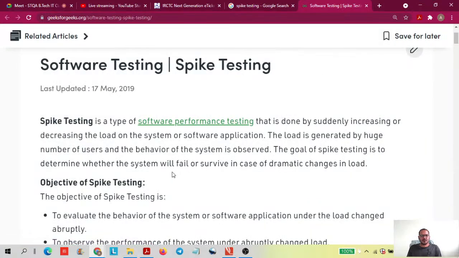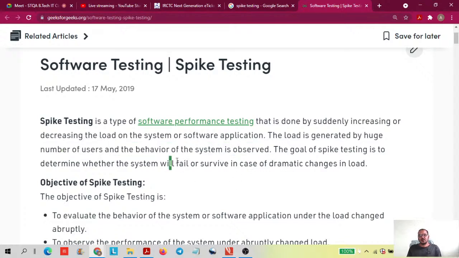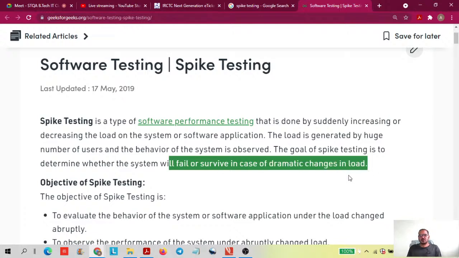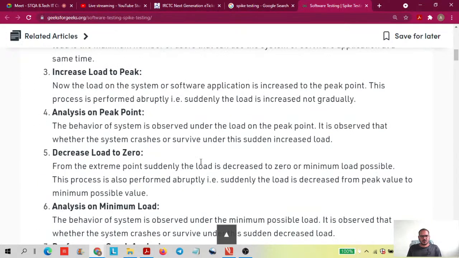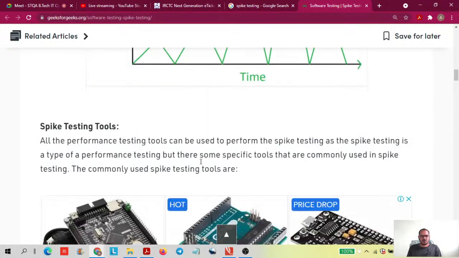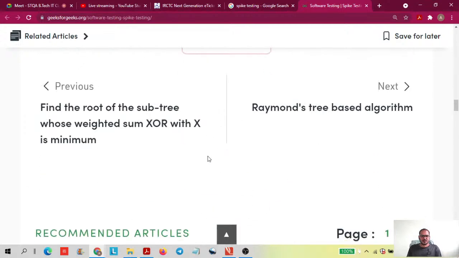The load is generated by a huge number of users and the behavior of the system is observed. The goal of spike testing is to determine whether the system will fail or survive in case of dramatic changes in the load. Your software should not crash. You develop a particular application and with heavy traffic, sometimes we will get an error. So this is just a representation of spike testing.